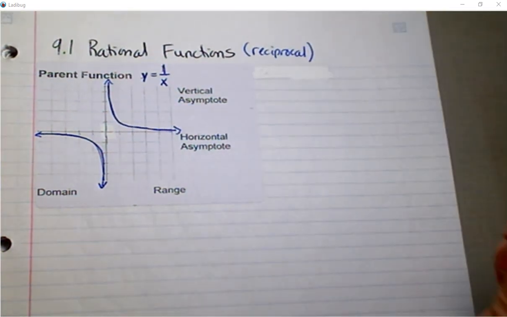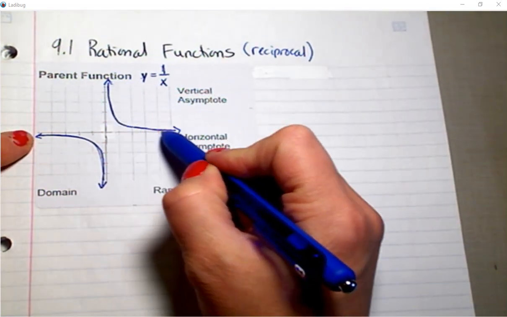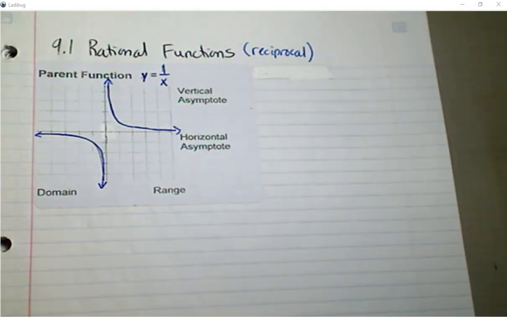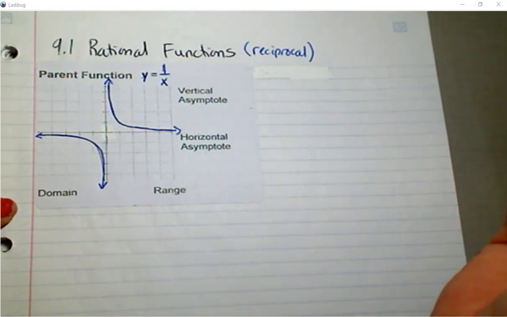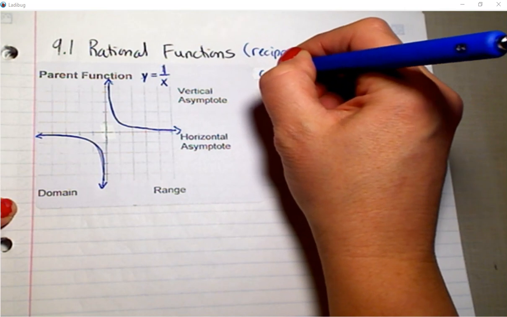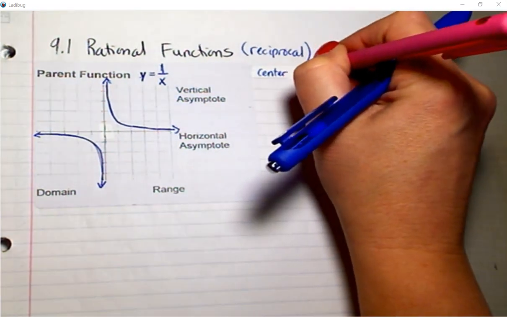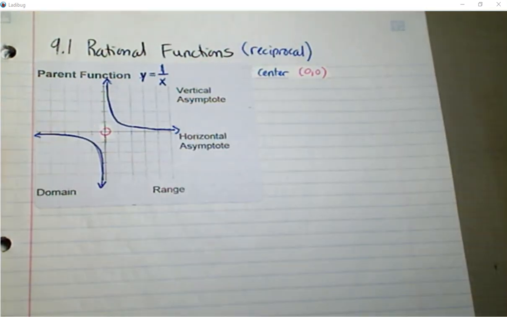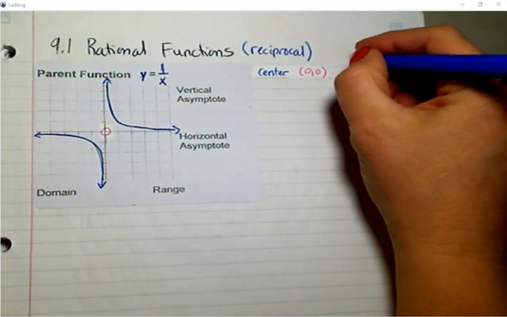So the first thing we have to identify is the graph. Notice I've outlined it here and I've added my arrows. Notice that it comes in two pieces, so it's not continuous. The center of the graph is at (0, 0). I'm just going to put a little open circle here because notice that the line doesn't actually go through the center.